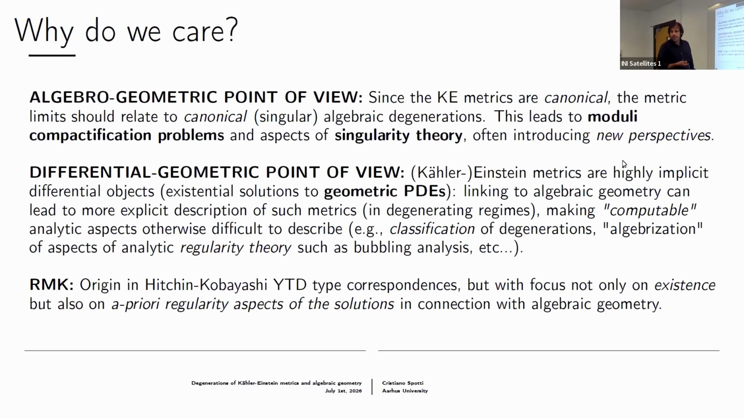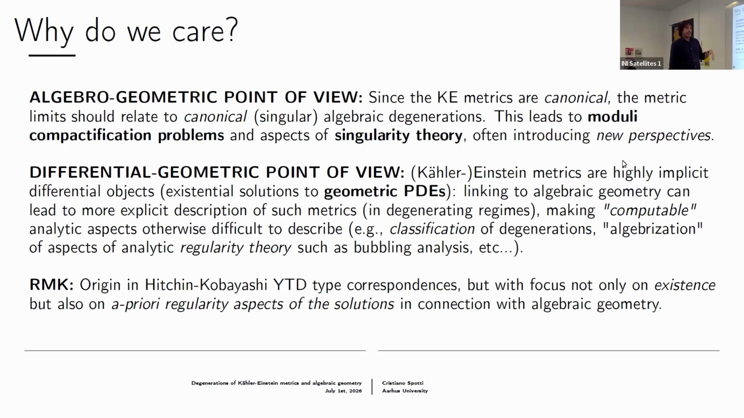And why do we care about these sorts of things? There are two interrelated reasons. One, if you take a more algebro-geometric point of view, one can argue that Kähler-Einstein metrics are the canonical metric structure when plugged in on these varieties. So they should have some canonical limit, and one can hope that the limit induced by this canonical metric structure tells us something about the degeneration of the complex structure, giving a new, more canonical perspective on the degeneration of the complex structure and the formation of singularities. This is the algebro-geometric focus.